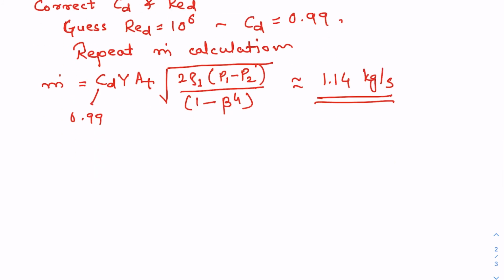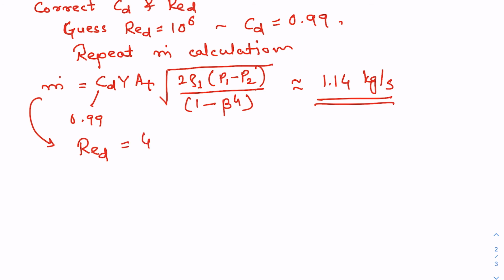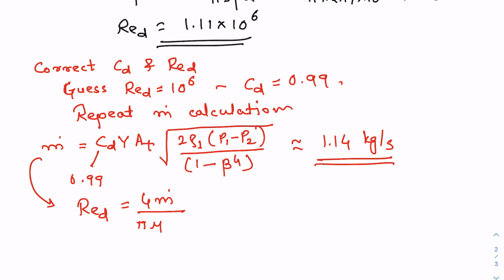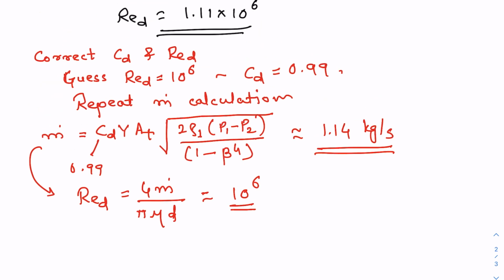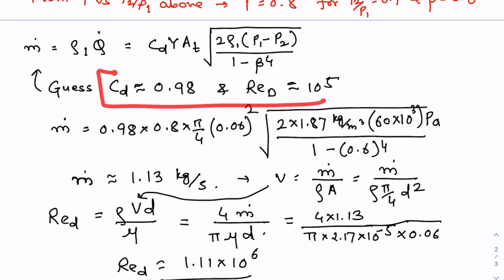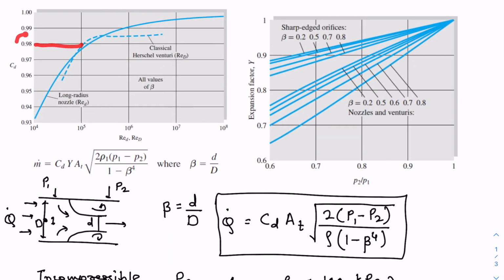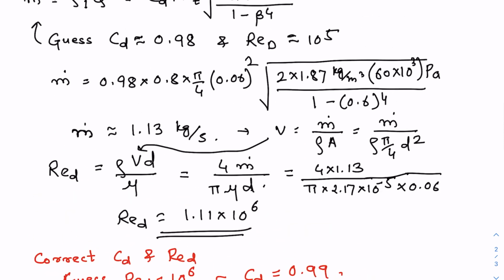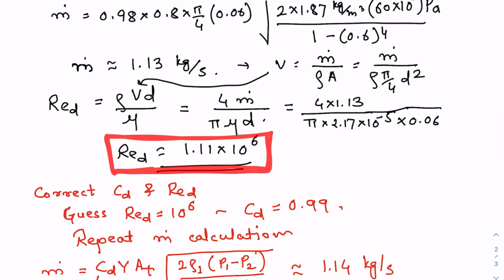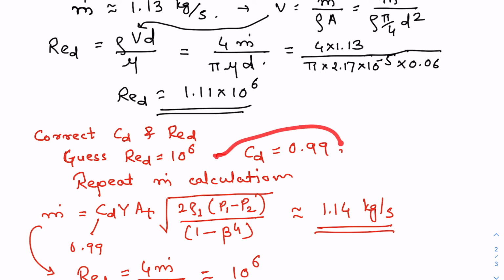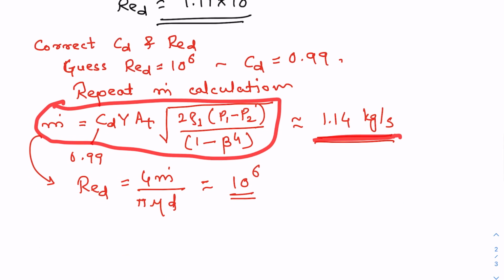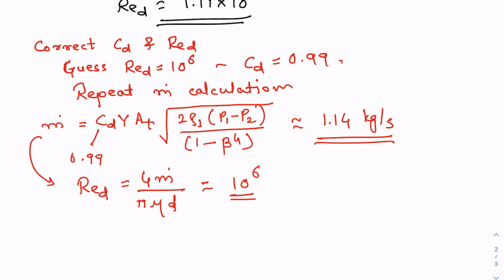And again, if you find out the Reynolds number for this mass flow rate, 4 m dot upon pi mu d, it comes out to be closer to 10 power 6. So our iteration procedure has converged. So we started with a guess Reynolds number, and from there we found out a guess CD value. But after doing all the calculations, it turns out that the velocity that we calculate, or the mass flow rate that we calculate, corresponds to a higher Reynolds number. So in the second step, we correct our guess for the Reynolds number and make it a higher value, 10 power 6. And from the chart, we also find the corrected value for the discharge coefficient. Then we again repeat the calculation for the mass flow rate, and this time it comes out to be 1.14, which gives us an accurate value for the Reynolds number as well.